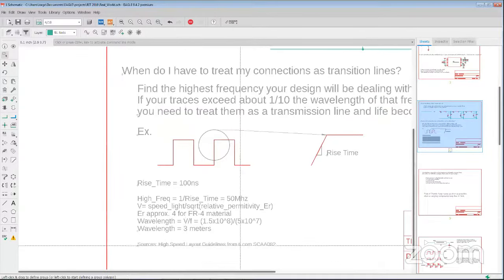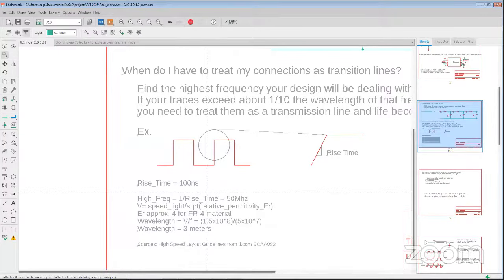And again, this is coming from the guidelines specified by TI. Different companies will use different thresholds, different parameters. They're all kind of in this ballpark, though. Some may say 1/10, some will say 1/5, some will just use the rise time in nanoseconds. I always find that definition a little confusing because you're turning length into a time. But this one works for me.